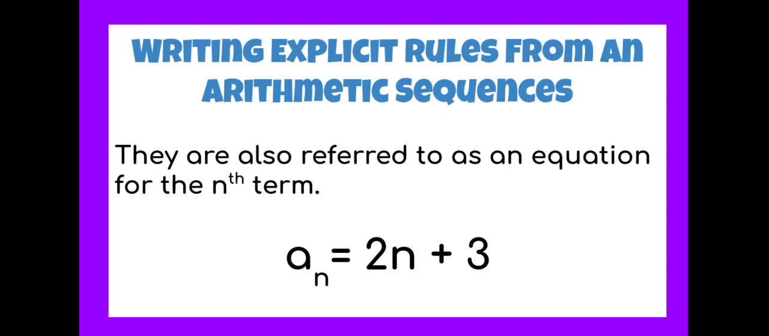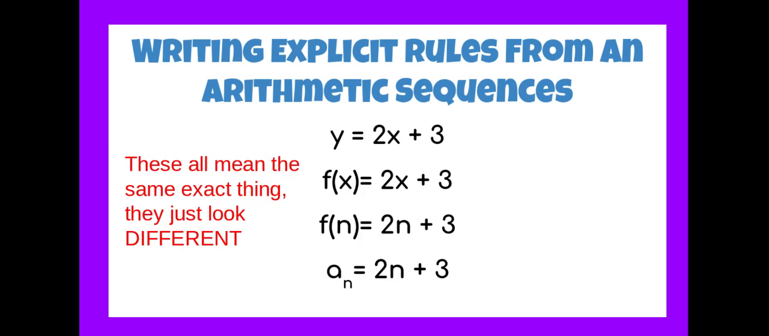They also refer to this as the equation for the nth term. That's another way they might refer to it. So if they ask you to write an explicit rule or an equation for the nth term, they all mean the same thing. But this is a little easier than writing the equation of a line because we have a formula to use. So just remember, y equals 2x plus 3, f of x equals 2x plus 3, f of n equals 2n plus 3, and a sub n equals 2n plus 3. They all mean the same thing. They just look a little different. So this is how algebra and functions are all related.